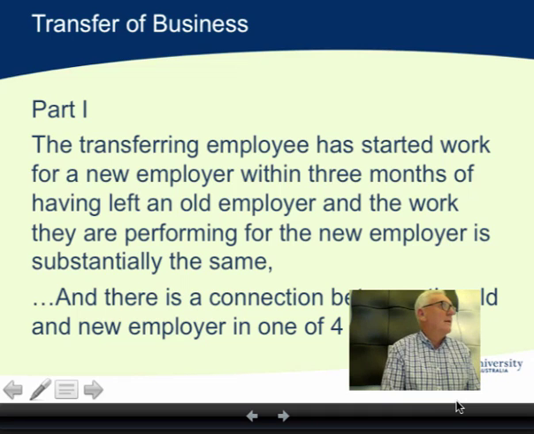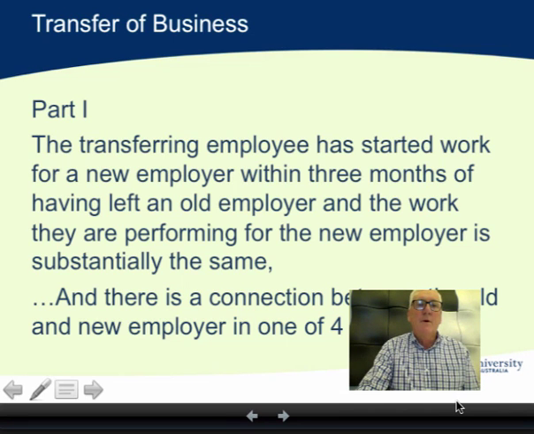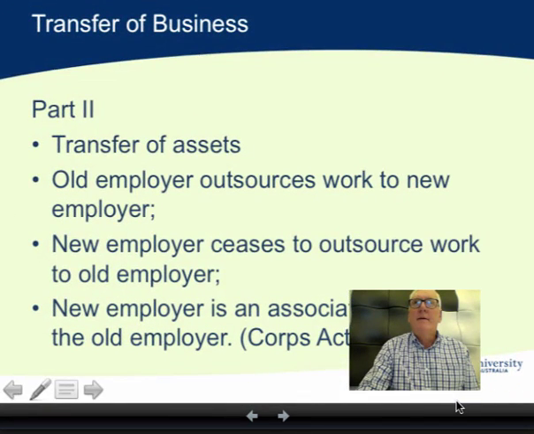Because if you think about it, the definition is going to be triggered every time someone leaves their job. They'd be arguing that they were taking their employment terms with them, and that's not what this section's all about. So there has to be those things. You've moved from one job to another within 3 months, and you're still doing the same sort of work, and there is a connection between these two new and old employers, and the connection is then defined in the second part of the definition, and it's pretty clear.